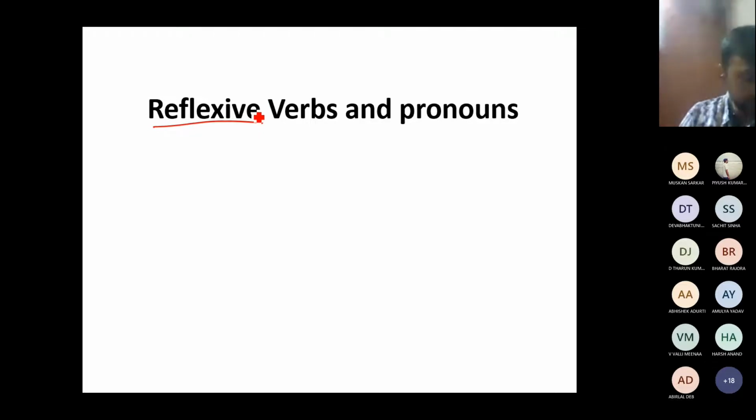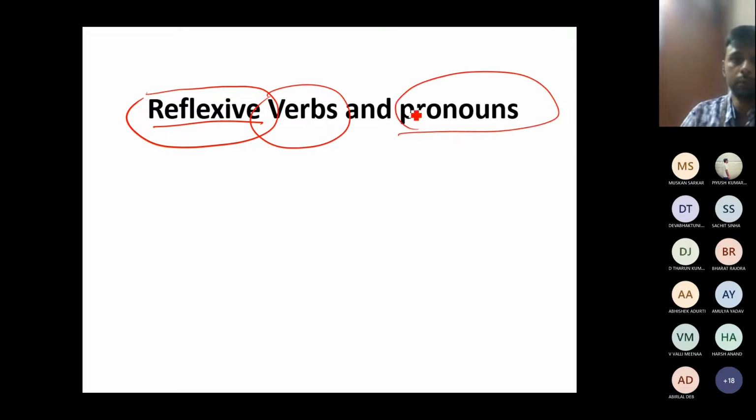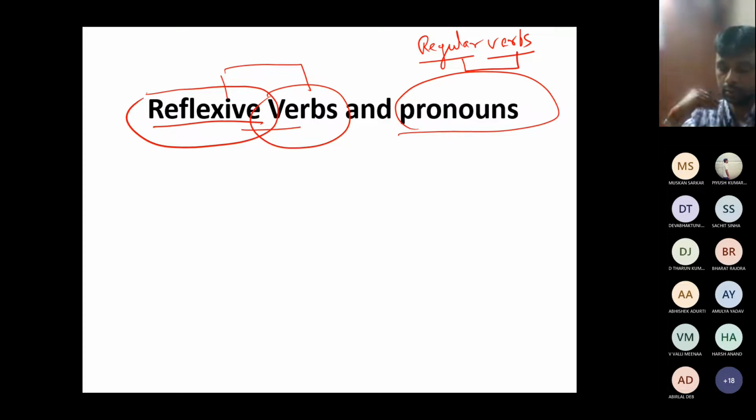Okay, so let us start the class today. Today we are going to see reflexive verbs and the reflexive pronouns. Now, when we talk of verbs in Spanish, you cannot forget the regular verbs which we have done earlier, because this is going to be related to the regular verbs. The things which we have learned in the regular verbs will be part of the topic which we are going to see today.